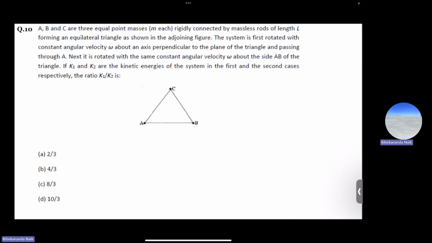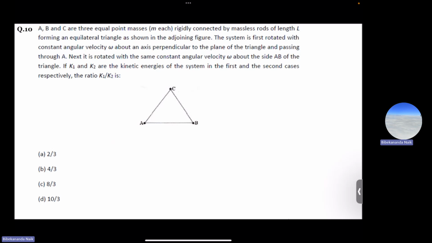Next, it is rotated with the same constant angular velocity omega about the side AB of the triangle. If K1 and K2 are the kinetic energies of the system in the first and second case, then what will be the ratio of K1 by K2? Options are option A 2 by 3, option B 4 by 3, option C 8 by 3, and option D 10 by 3.